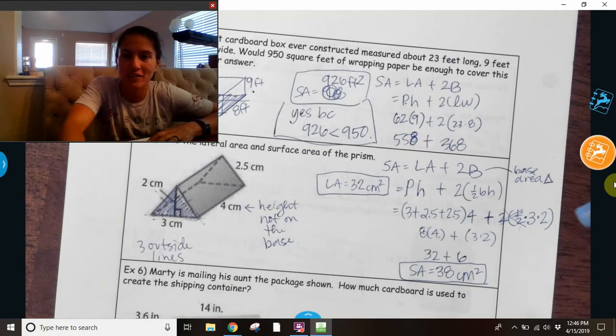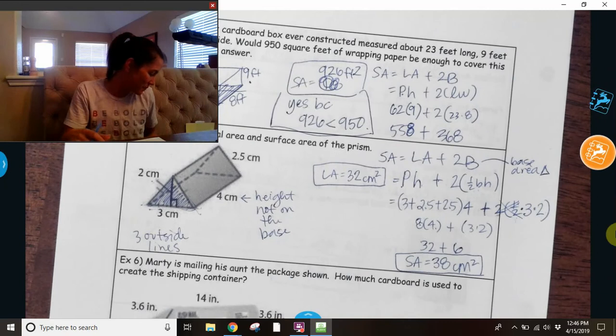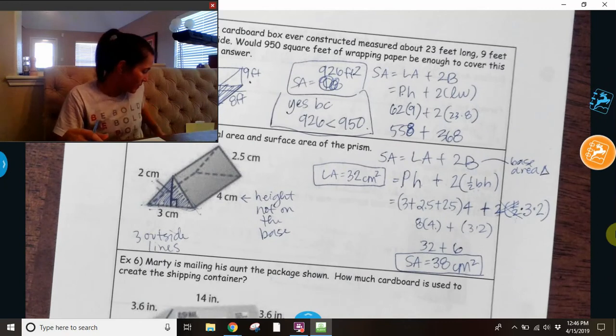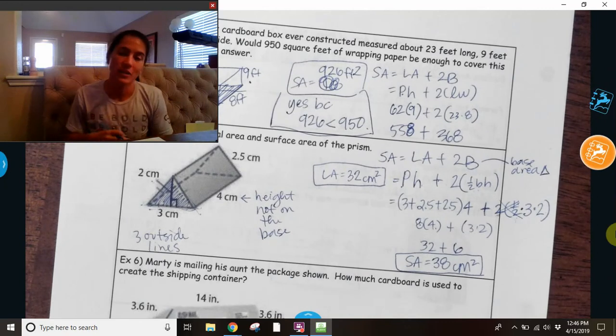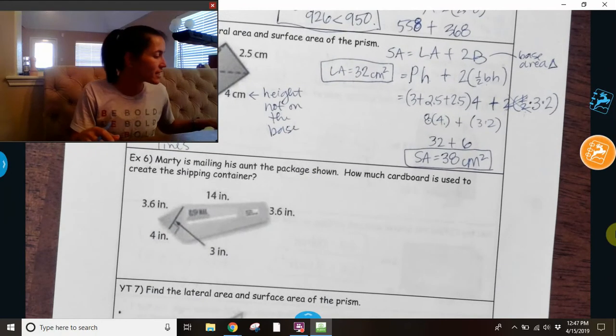Let me just make sure I'm still recording. Okay. So it would be 38 centimeters squared. All right, we got a couple more examples.